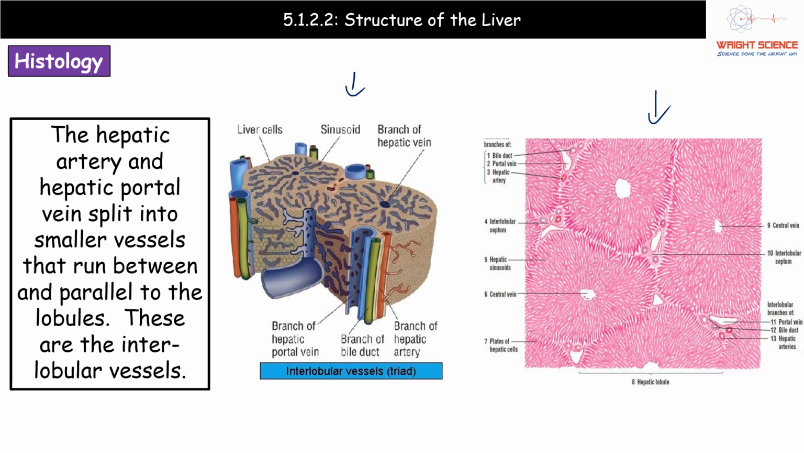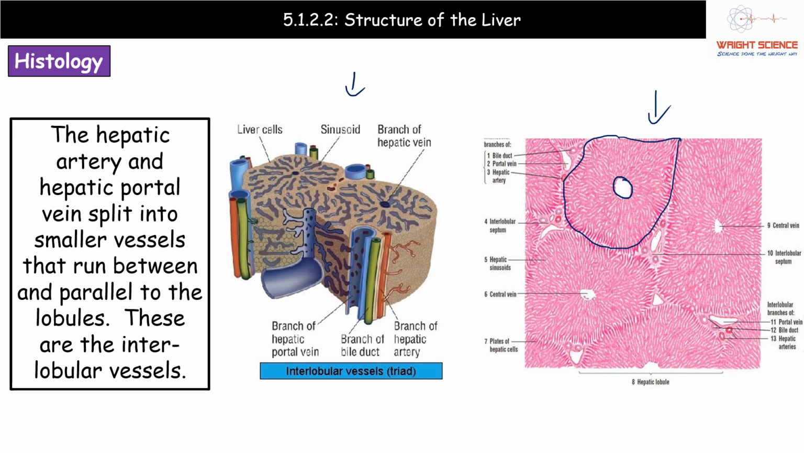Then we need to be able to identify those key parts. So picking out a lobule is quite straightforward because you can just draw around the edge of a lobule. So there you go, this is going to be one of our lobules first of all. Now in the very centre we've got this little white region here. That white region in the centre is going to be our central vein.